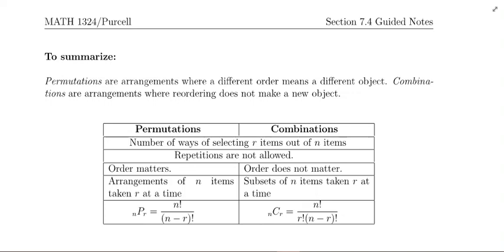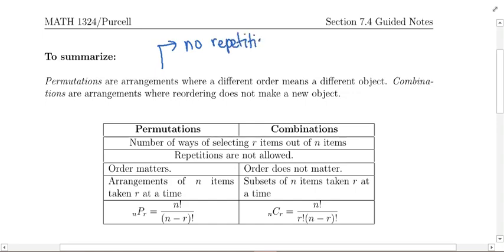At the top of page 3, you will find a summary of permutation versus combination. Remember, permutations are arrangements where a different order means a different object. Combinations are arrangements where reordering does not make a new object. Another important thing to remember about both permutations and combinations is that there can be no repetition. So you're arranging objects with no repetition.